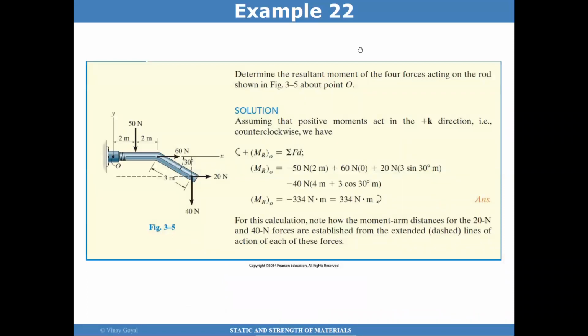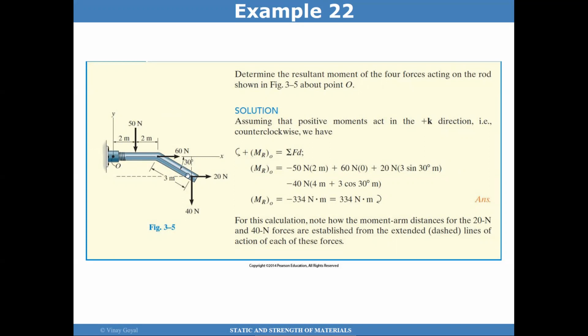In this example, we want to determine the resultant moment of the four forces acting on the rod. We have this force, and these two forces. And the idea is to find the moment about O. In this example, it's very clear that the 60 newtons goes through point O, and so it's not going to cause any moment. The 50 Newton force will cause a moment about O, so it's 50 Newton times 2. And the moment is into the page.